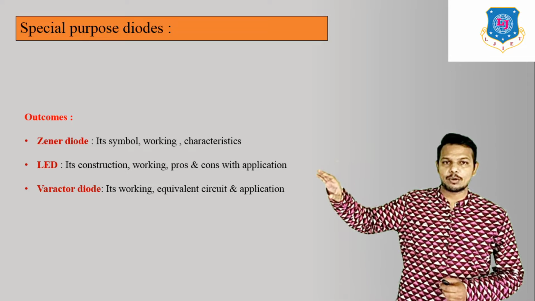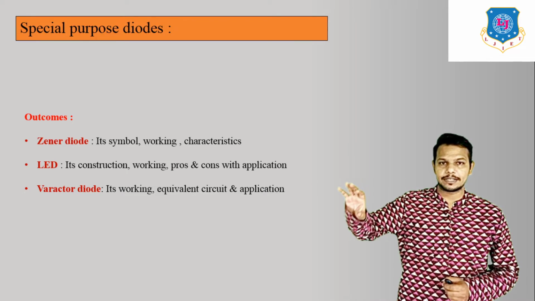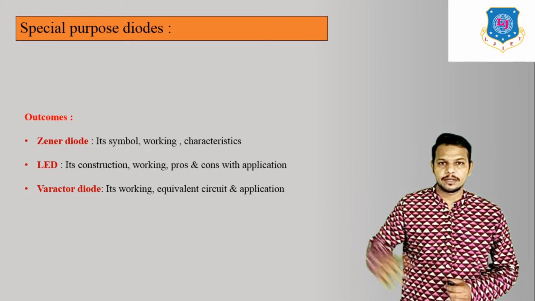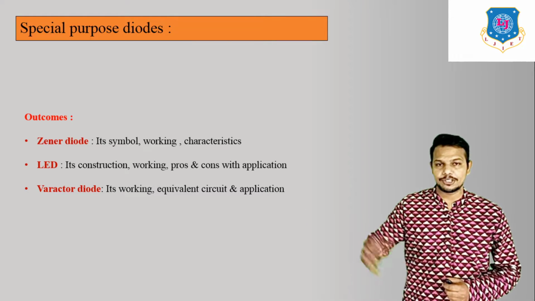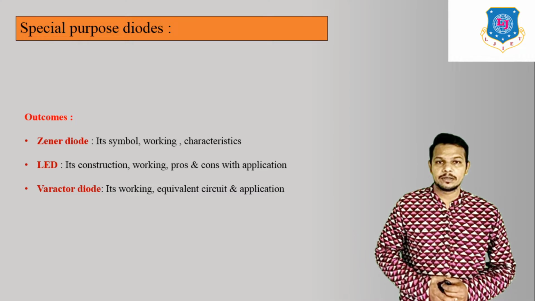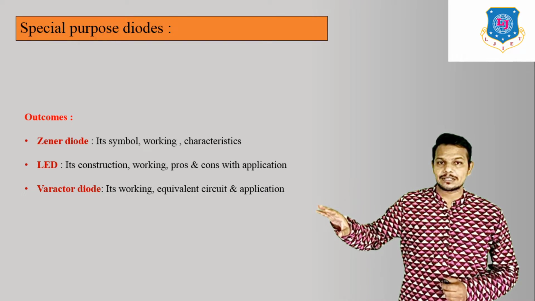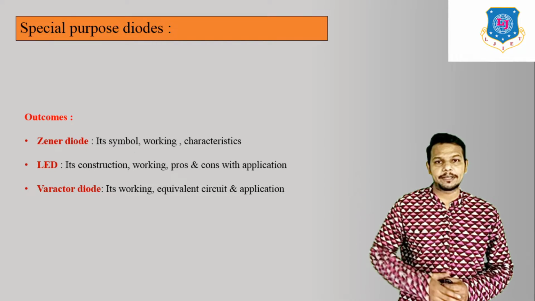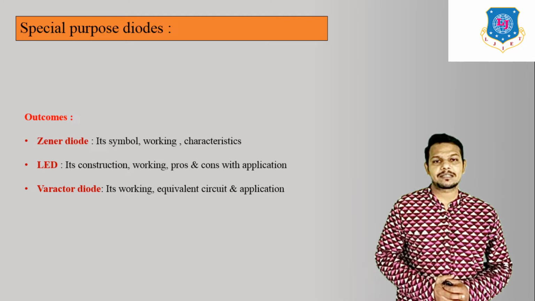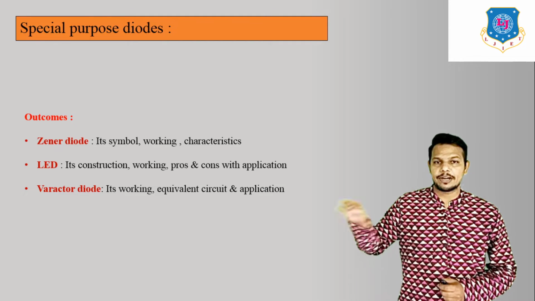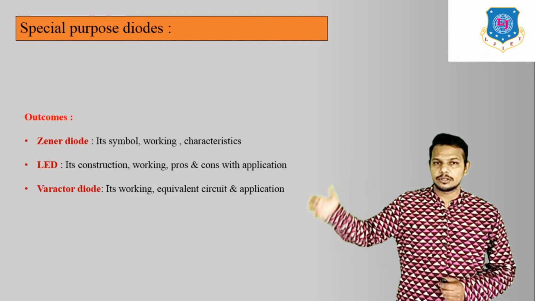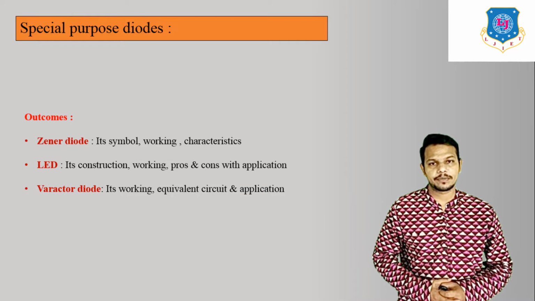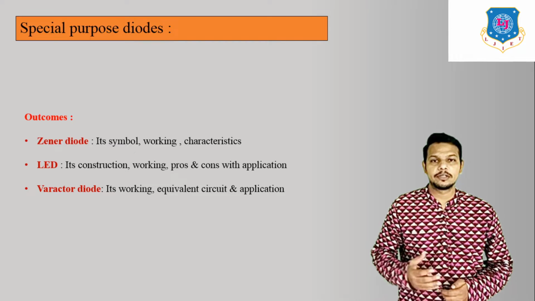First, we will discuss the Zener diode, its symbol, working principle and characteristics. The next diode is the LED, also known as the light emitting diode. In the LED, we are going to discuss construction, working principle, pros and cons with applications. And last, we will discuss the Varactor diode, covering its working principle, equivalent circuit and its application. So don't waste time, let us start with the Zener diode.